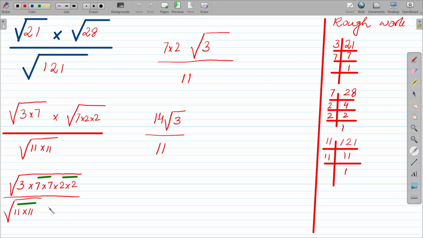of 11 into 11. Okay, so these pairs 7 and 2 can basically, when taken out of the radical sign, be written as 7 into 2 into square root of 3, which is this one over here. Okay, if you want to take it back, you again have to make it as a pair. Okay, if you go back into the radical sign, and here this pair 11 11 we take it out and we get 11. Okay, so if you look at it, this 7 into 2, when multiplied, will give us 14 square root of 3 divided by 11.